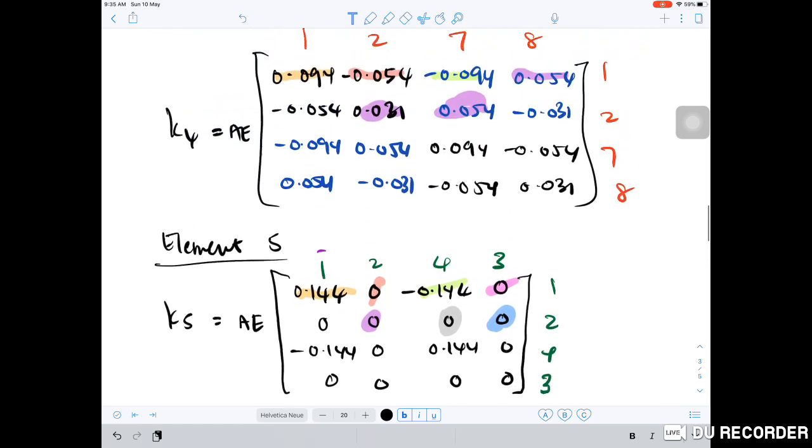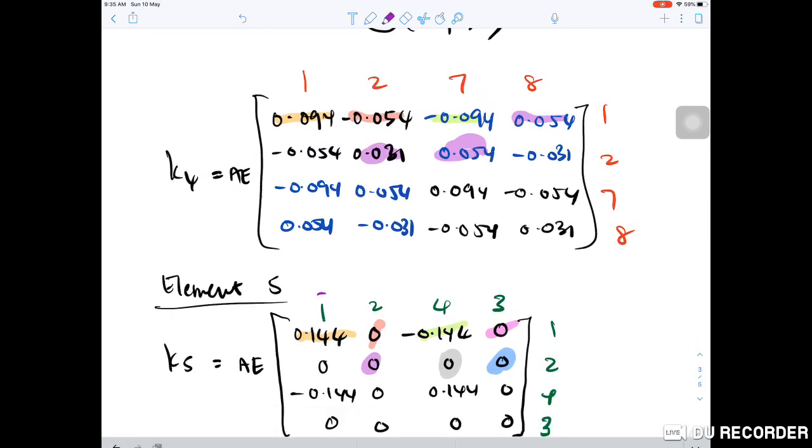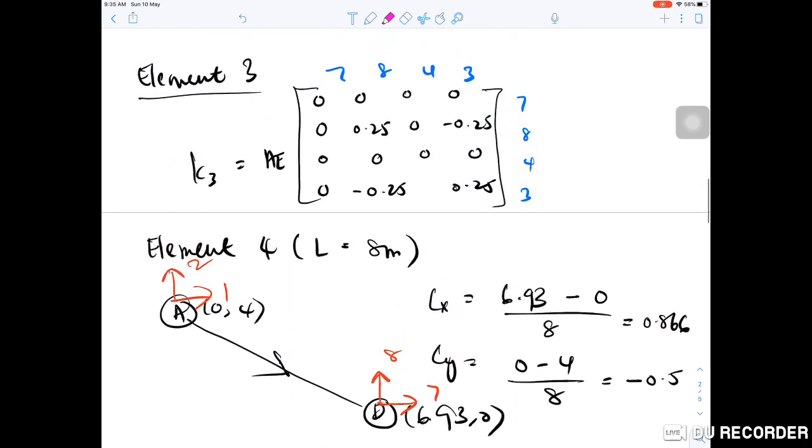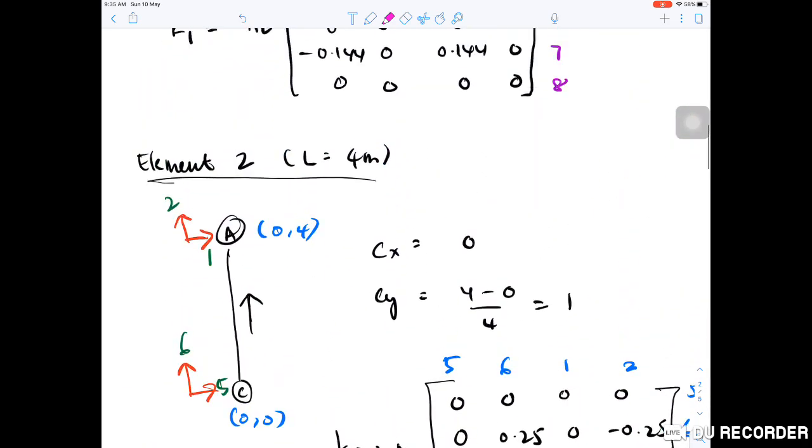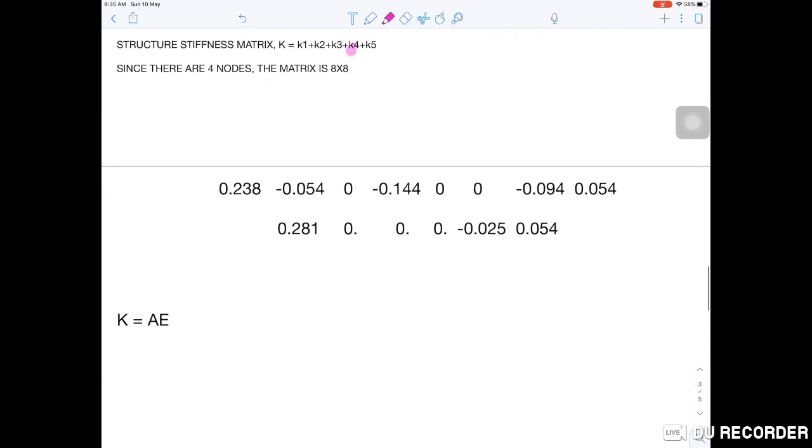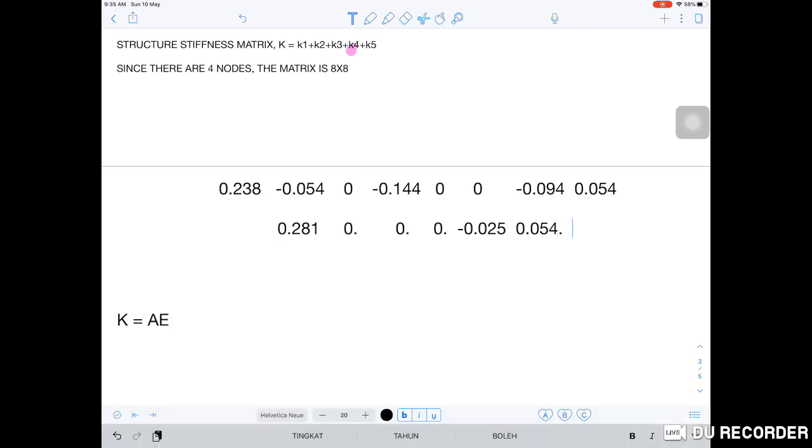2 8. No 2 8, here is 2 8. 2 8 is negative 0.031 only. Okay, now we move to line number 3.